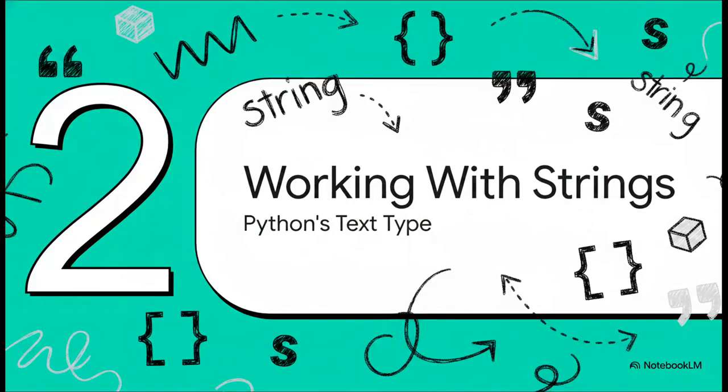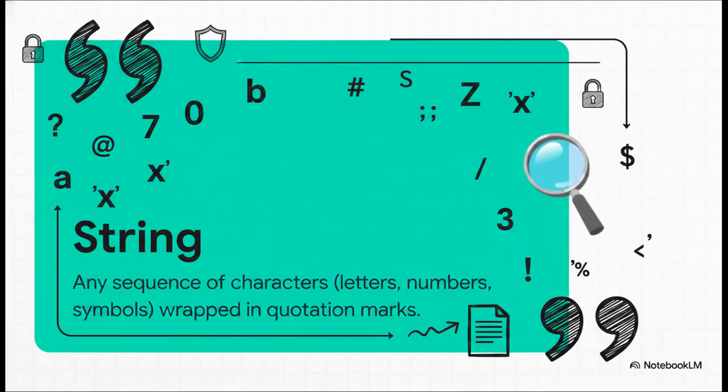All right, let's tackle text first. This is probably one of the most common types of data you'll ever handle, and like we said, in Python it's called a string. So what makes something a string? It's any sequence of characters, letters, numbers, symbols, whatever, as long as it's wrapped up in quotation marks. Think of those quotes as a giant sign for Python that screams, hey, this is just text. Don't try to do any math with it. Just treat it as is.